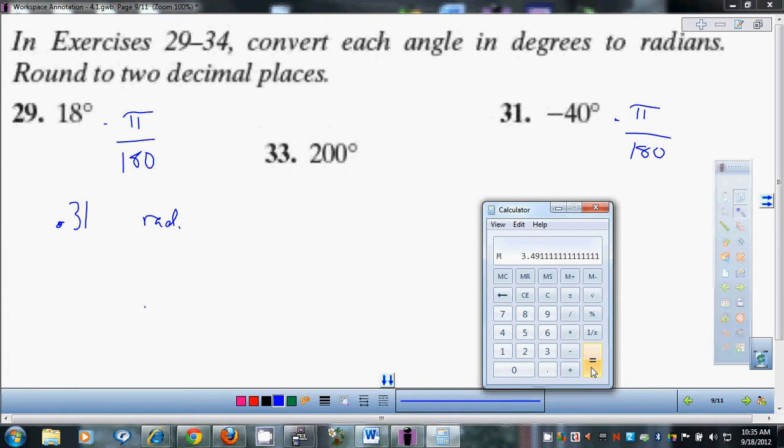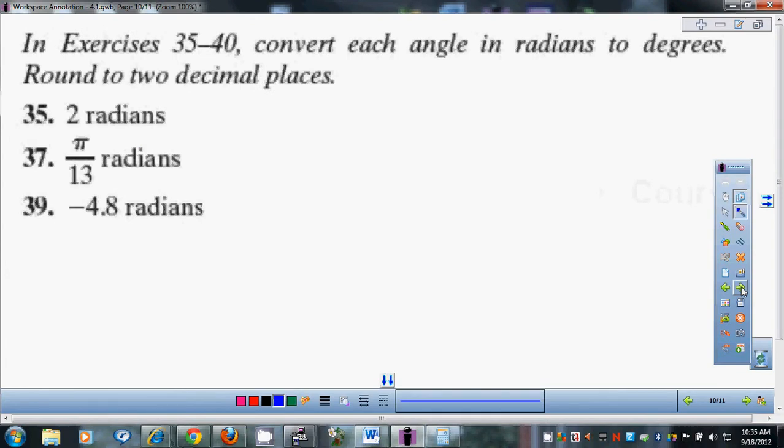So, anywho. And then they have another slide where it's basically the same exact thing. They say convert these radians to degrees, rounding to two decimal places. That's no different than what we were already doing. Let's look at 39, however. You don't have to have pi to use a radian. So, converting radians to degrees is times 180 over pi.